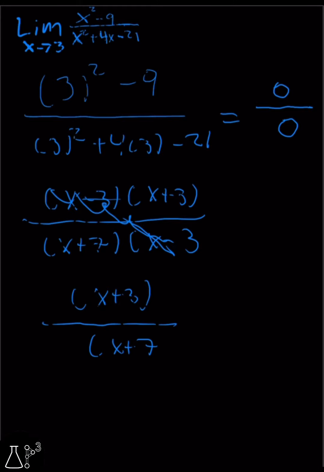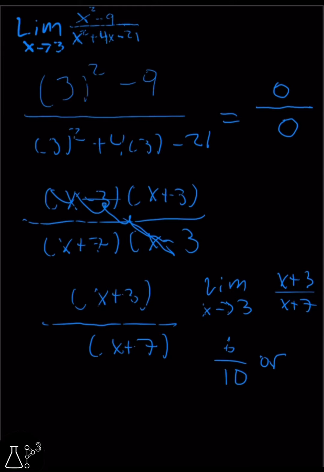So now we're going to write the limit as x approaches 3 of (x plus 3) divided by (x plus 7). If we plug in 3, we are going to get 6 divided by 10, or if you want to simplify and divide by 2, we are going to get 3 divided by 5, and this is going to be my answer.